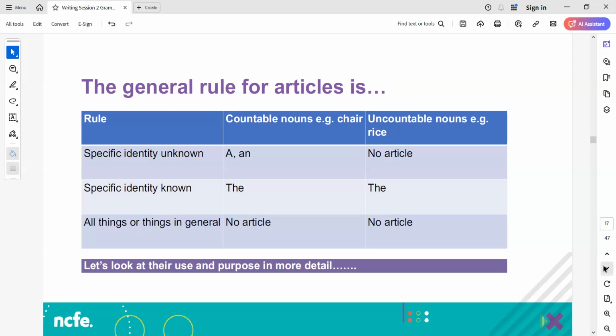The specific identity is known. So for a countable noun, we use the. For an uncountable noun, we use the. So the rice, the chair. For all things or things in general, we don't use an article.